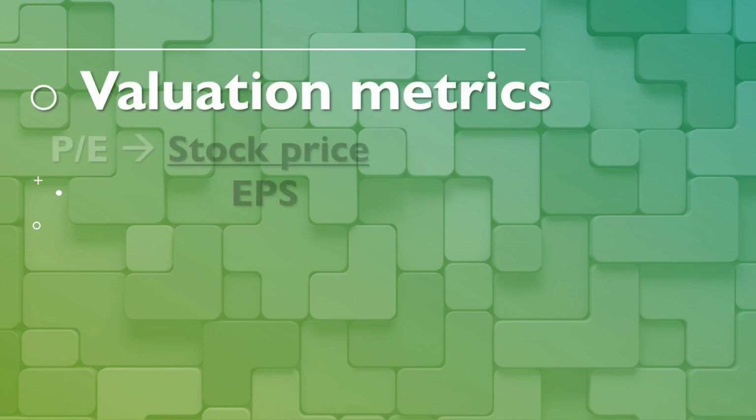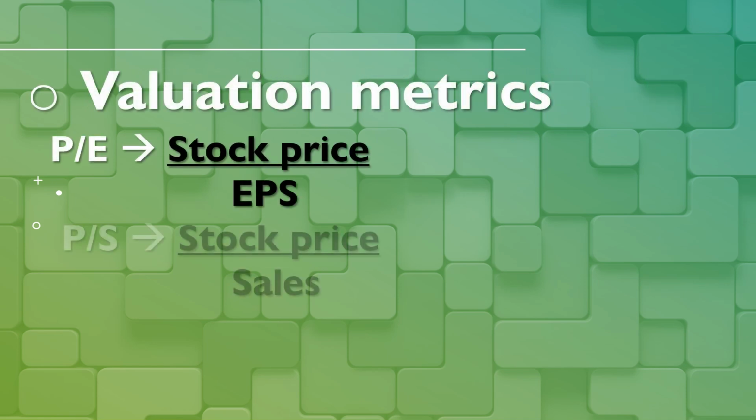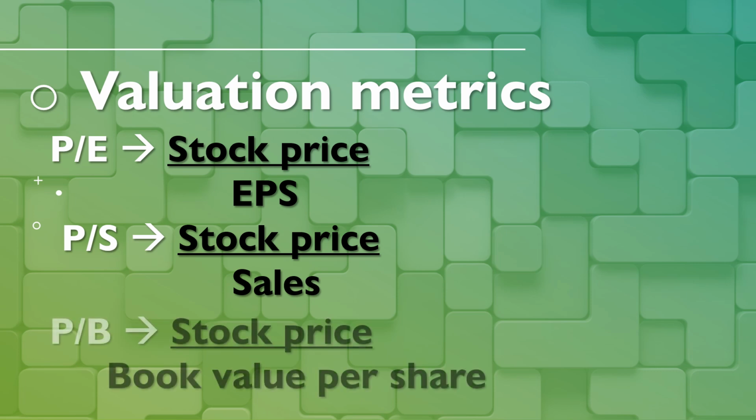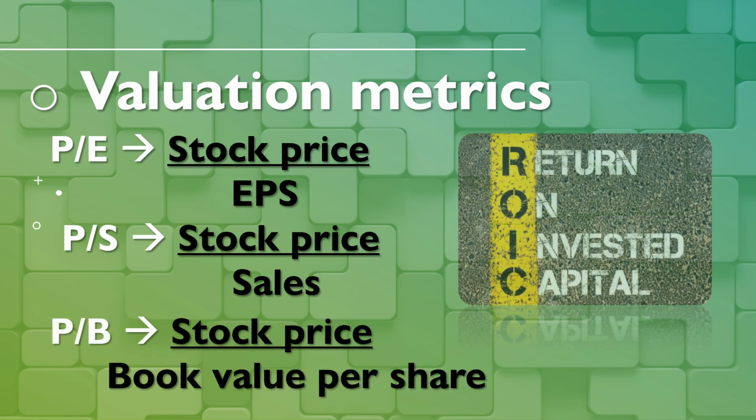Number 4. Valuation metrics. Valuation metrics such as the price-to-earnings ratio and price-to-sales ratio can help investors determine if a company's stock is undervalued or overvalued. Also, the price-to-book ratio and return on invested capital improvements.